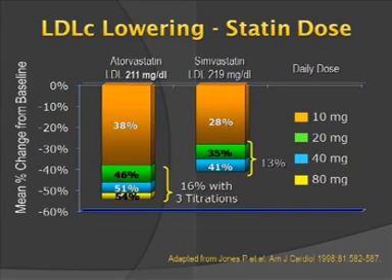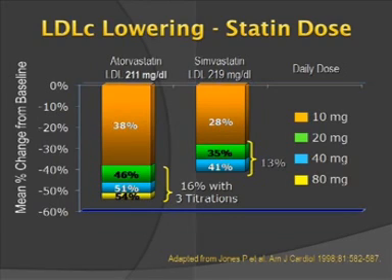Lowering LDL cholesterol versus the statin dose. How much amount of reduction we can obtain using various doses of atorvastatin or simvastatin. Atorvastatin of 10, 20, 40 and 80. With 10 milligrams of atorvastatin, on the left hand side we see a 38% reduction from the baseline level of 211 milligrams of LDL.